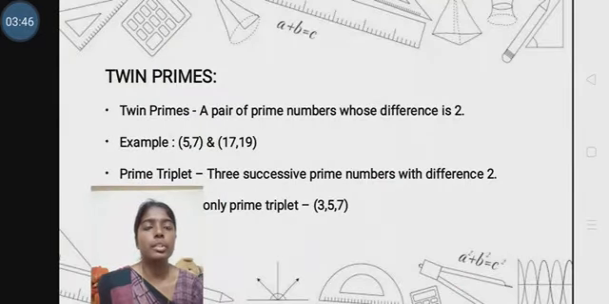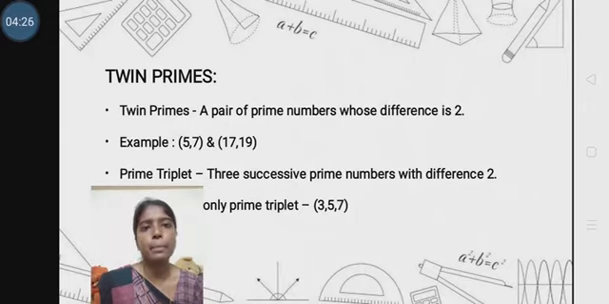Now we are going to see about twin primes. Twin primes, a pair of prime numbers whose difference is 2, are known as twin primes. See an example. There are two examples given, 5, 7 and 17, 19. The difference between 5 and 7 is 2, and the difference between 17 and 19 is 2. So they are known as twin primes.